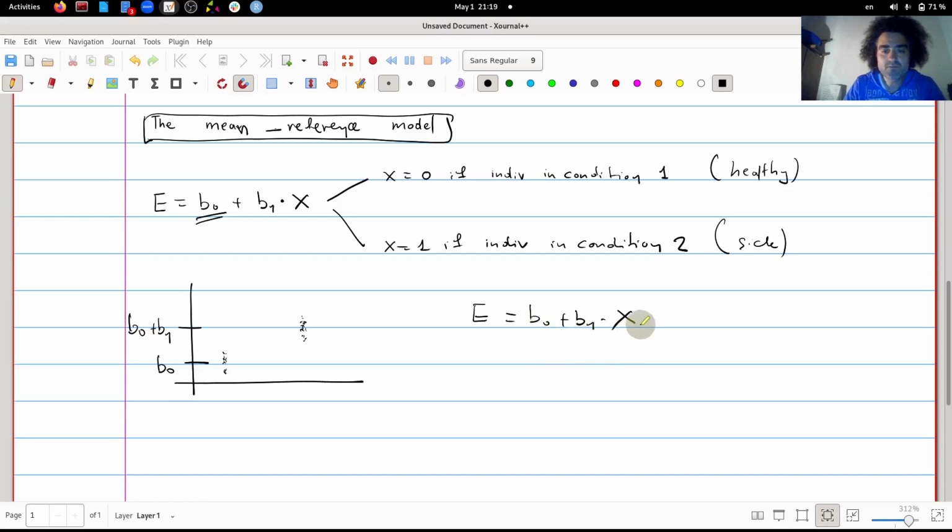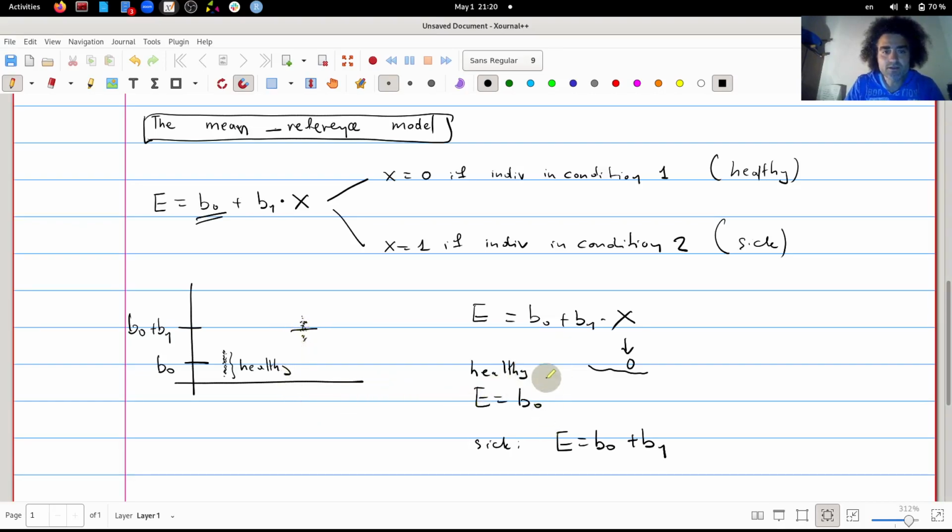So with this way, if we have a healthy individual, then x will be 0, so this term will be 0, and therefore the expression value for the healthy individuals will be B0. So the model predicts that for the healthy individuals the expression value must be around B0. So B0 is the mean value of the healthy individuals. Now for the sick individuals, this x will get the value of 1, and therefore the expression value will be B0 plus B1 multiplied by 1, so B0 plus B1. So this level here, for the sick individuals, will be B0 plus B1, and it will be the mean value of the sick individuals.